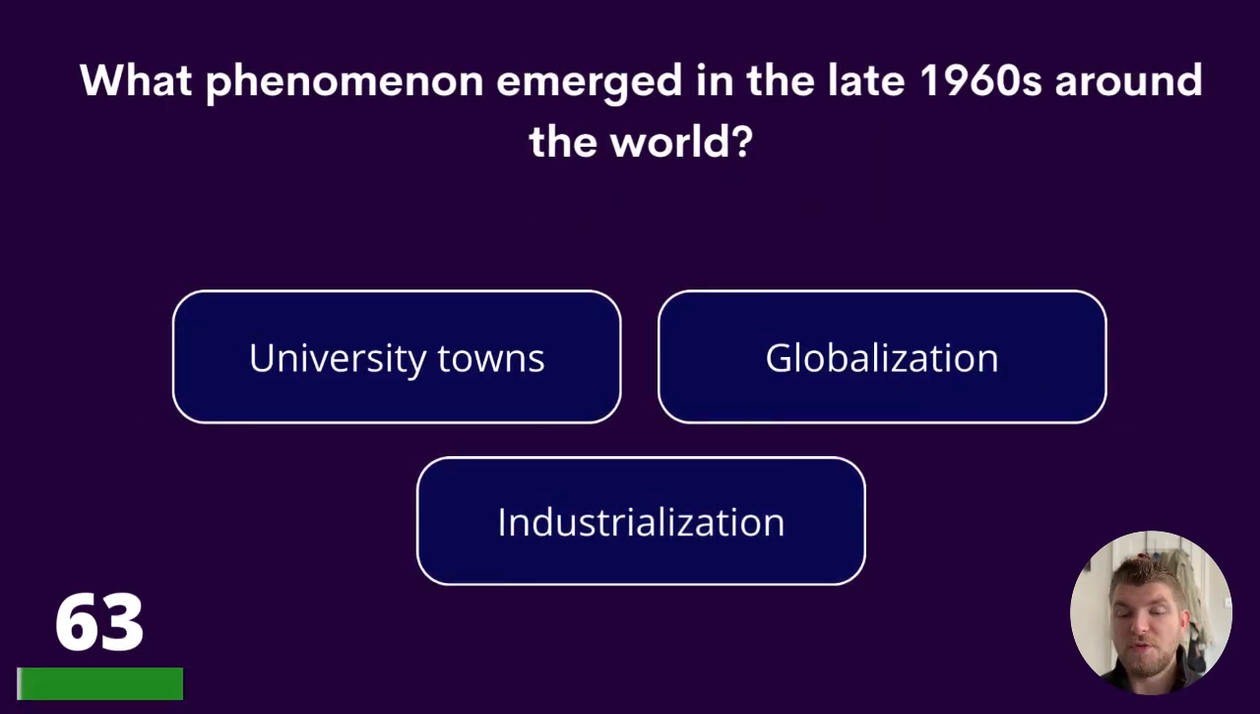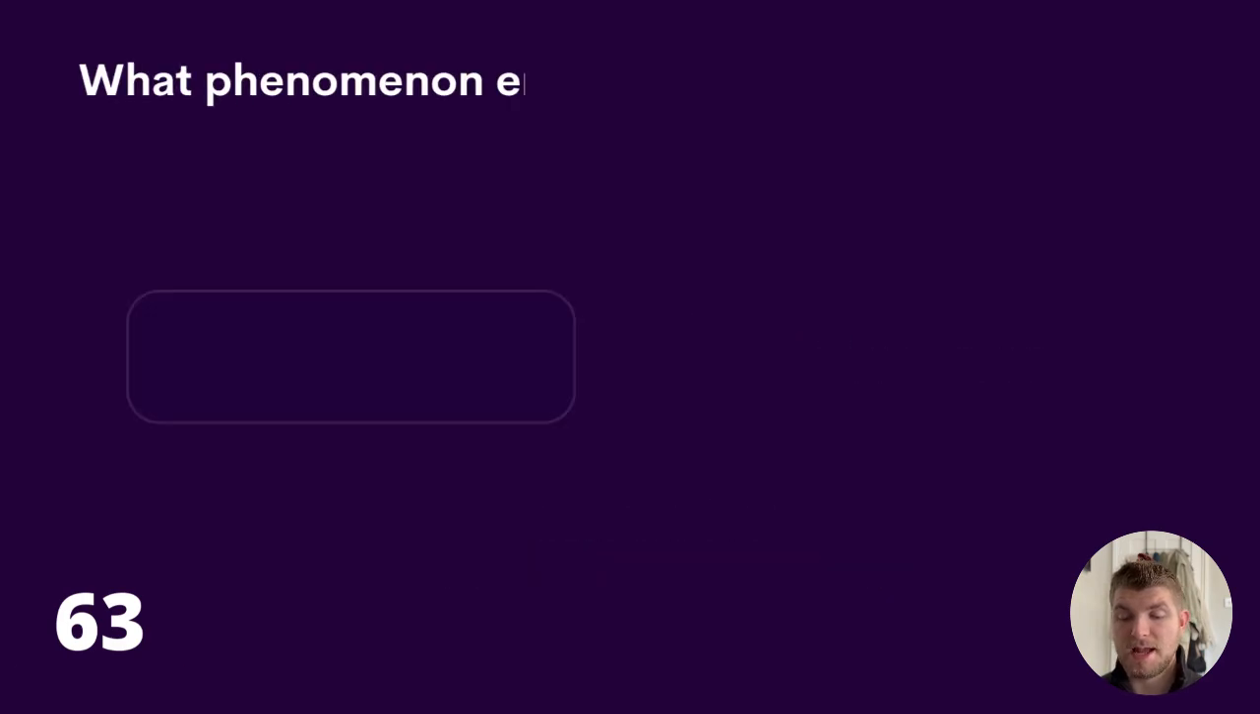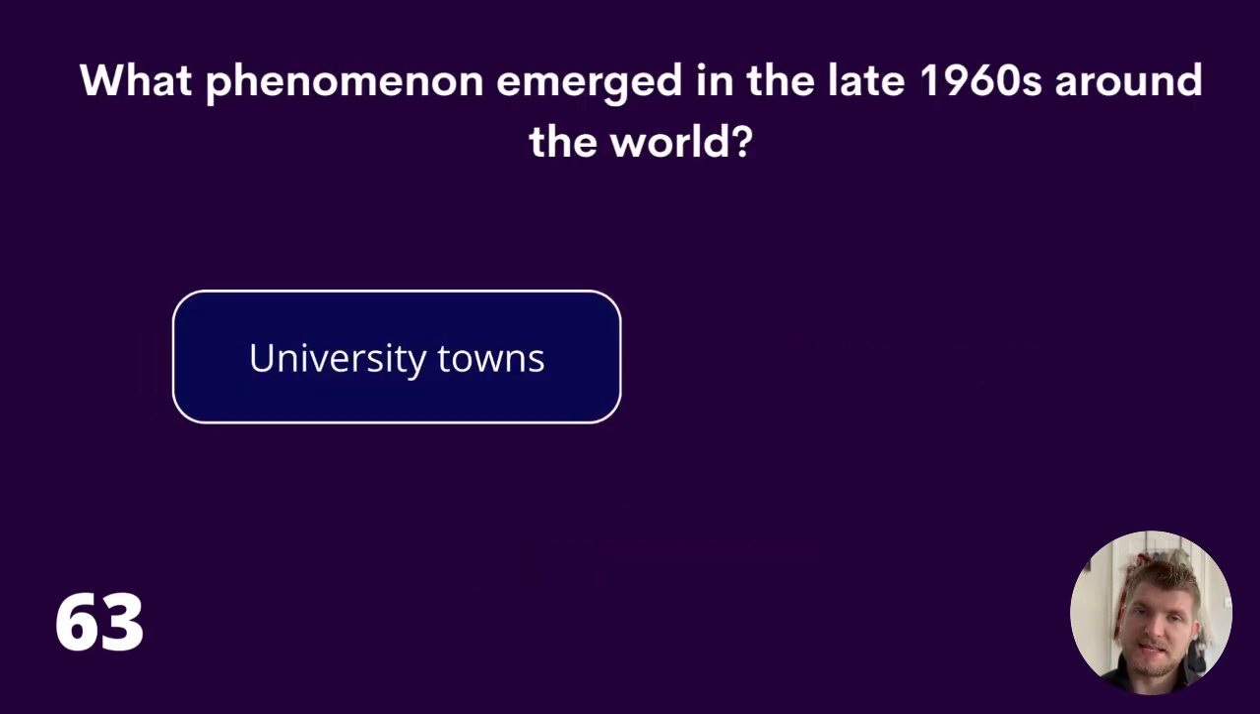63. What phenomenon emerged in the late 1960s around the world? University towns, globalization, or industrialization? And the answer is university towns.